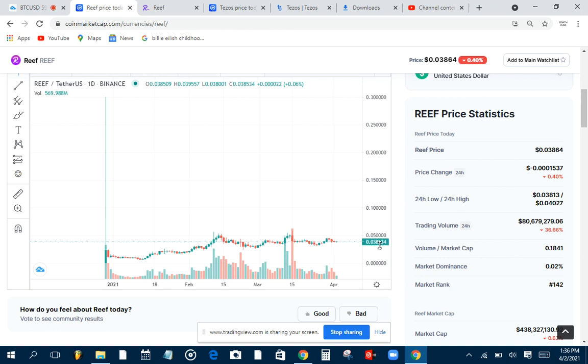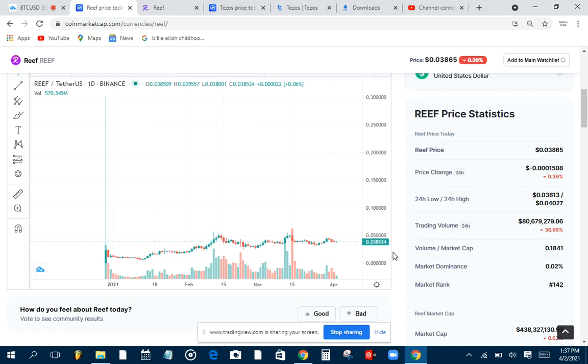Reef is about just 3 cents per Reef, and if the price goes above 6 cents, above this resistance, then I'm going to buy it, because I think that's a new point, it has never crossed before. Then I'm going to buy some Reef. It's just at 3 cents, so that means with $100 you can buy a lot of Reef for yourself, and you can keep it and see how that goes.